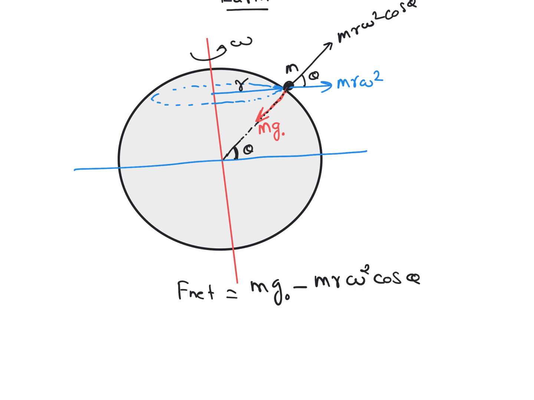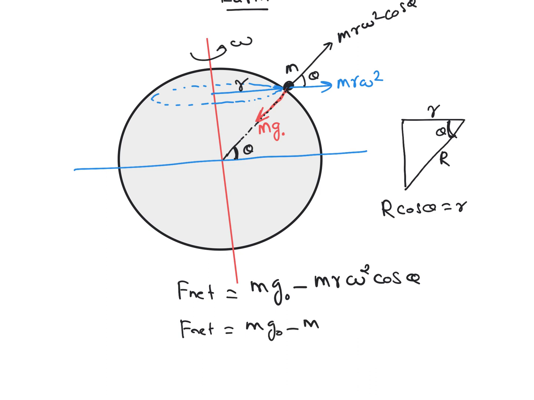square cos theta. Now from this triangle we can write the value of r in terms of capital R. This is small letter r, and this is the radius of Earth, and this angle is the latitude, theta. So we can write r cos theta as the value of small letter r. Putting this value, the net force is m g naught minus m, instead of this r, we write R cos theta, into omega square into cos theta.